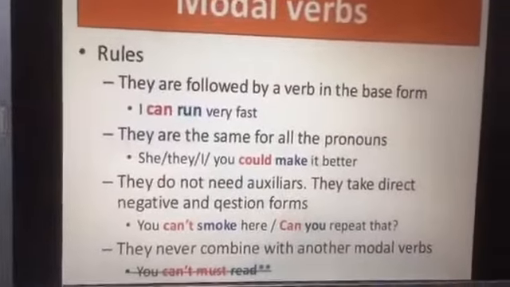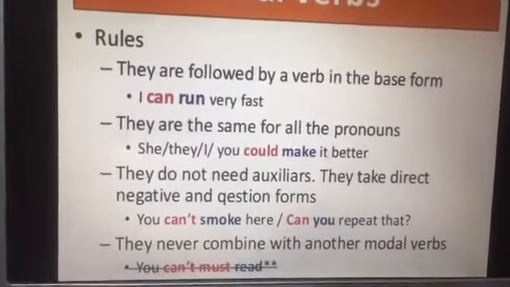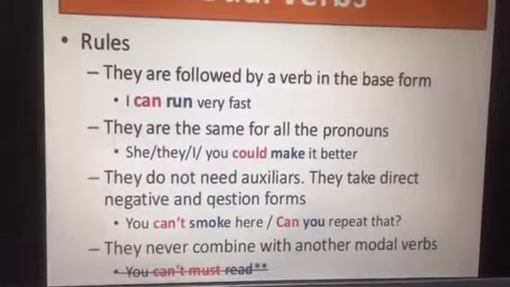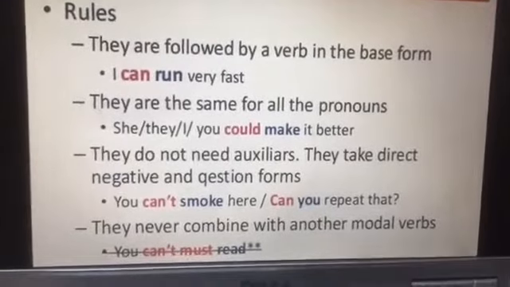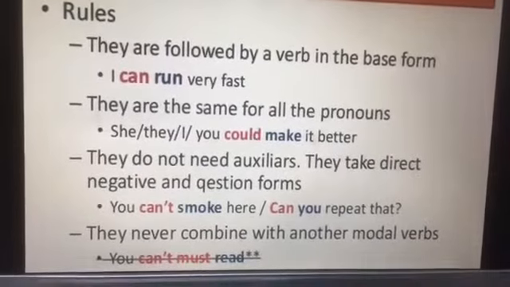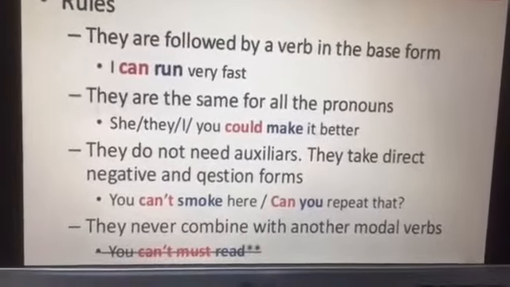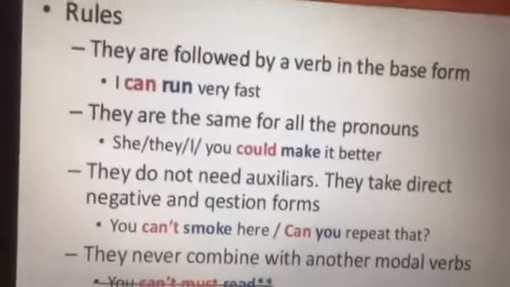There are a few rules of writing a modal verb. What are those? The first is that they are followed by a verb in the base form. That means the main verb follows the modal verb. I can run very fast. Run being the main verb. Can shows the ability. I can run very fast.